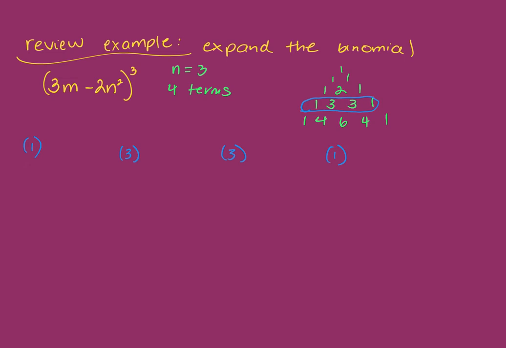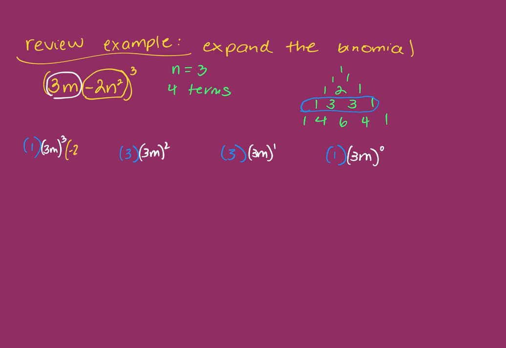All right, so then the second one is the first term raised to the highest exponent, which is 3, and then we go down each time by 1. So 3m to the third, 3m to the second, 3m to the first, and 3m to the 0. And then I do the second term, which is negative 2n squared to the 0, work your way up. You could also start over here at the 3 and work your way backwards. Doesn't matter what order you put it in.